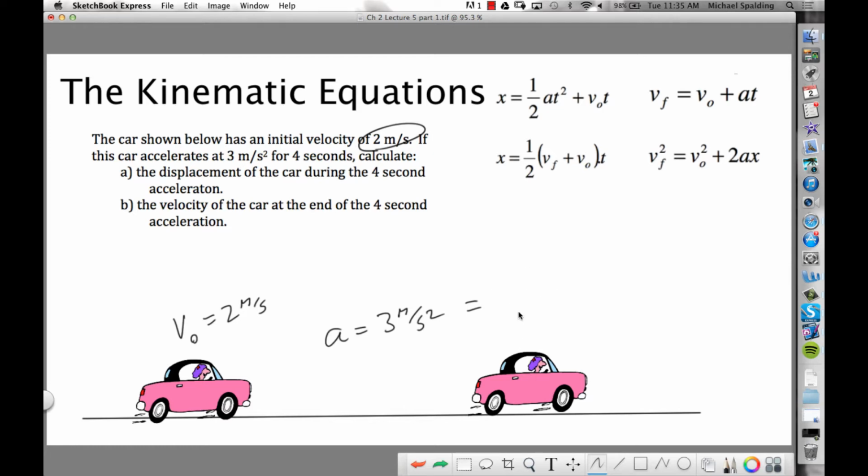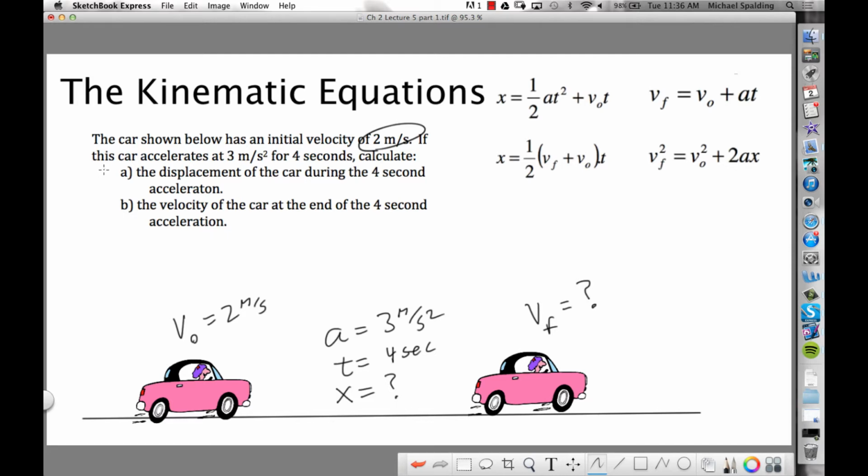Okay, what else do we have? We have the time. The time is 4 seconds. And we don't have final velocity, but put it on the diagram anyway. Put it on the diagram and label it question mark. And then we don't have the displacement. Displacement, we're indicating that with an x rather than delta x. Okay? That's the diagram.